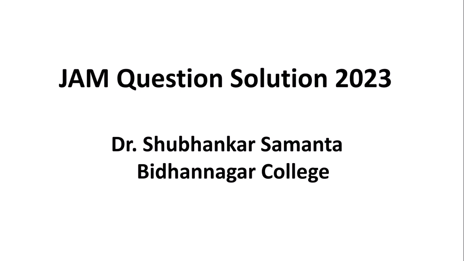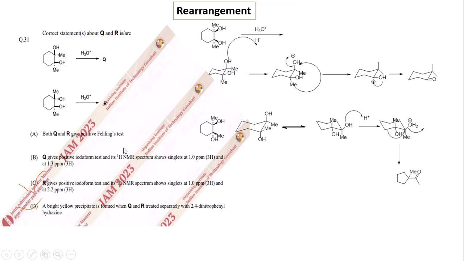Now we are going to the JAM question solution 2023. First question is that of the pinacol rearrangement. In this pinacol rearrangement, the cis diol undergoes rearrangement in presence of H plus. The methyl group is always migrated to the hydroxyl group and it must be anti-position.